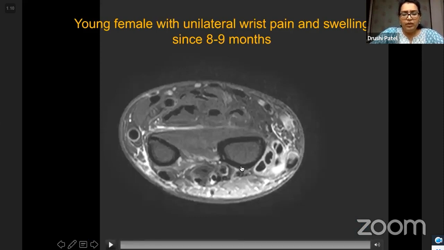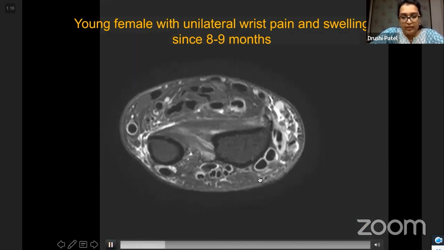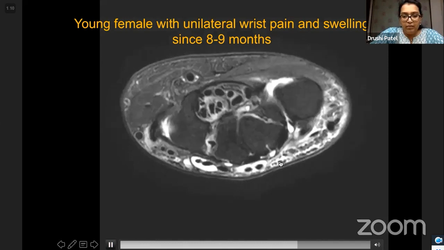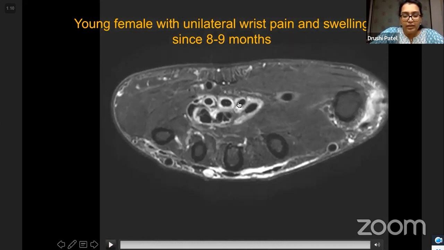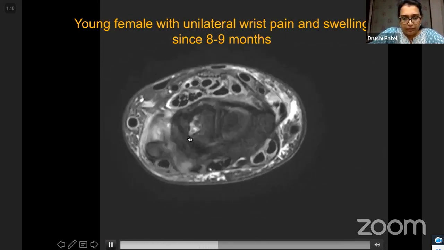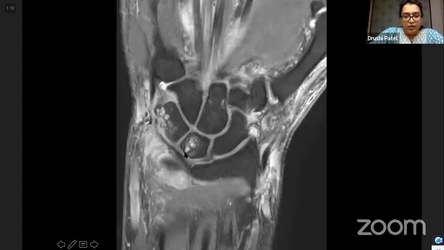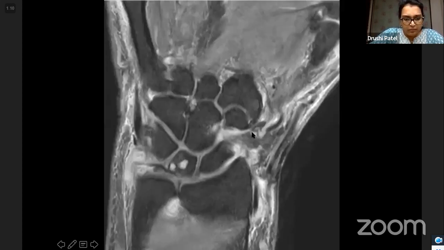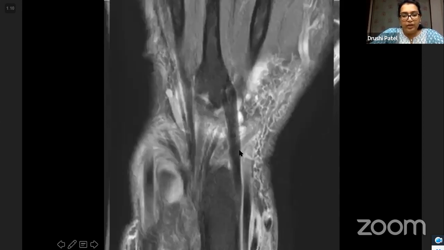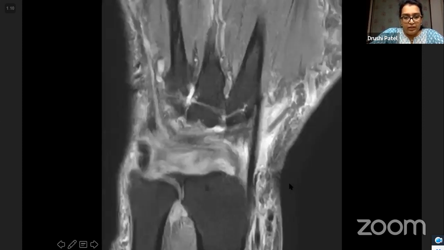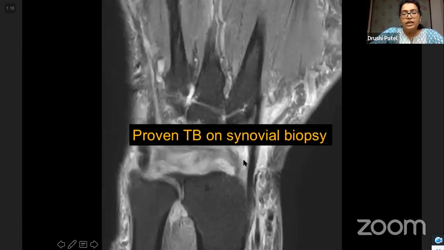Now, this is another young female with unilateral wrist pain and swelling since 8 to 9 months. We'll scroll through the axial images. There are changes of tenosynovitis in multiple extensor as well as the flexor compartments involving multiple tendons. There are changes of tenosynovitis also in the distal radioulnar joint and along the wrist joint. You can see that there were erosive changes, synovitis, diffuse soft tissue edematous changes. There were a few dark areas also where the changes of synovitis were there. This is a proven case of TB on synovial biopsy.